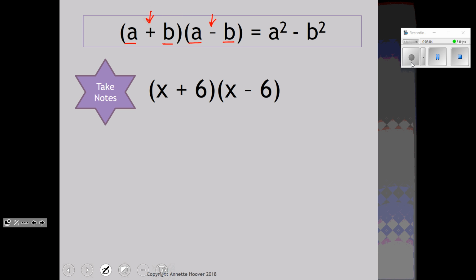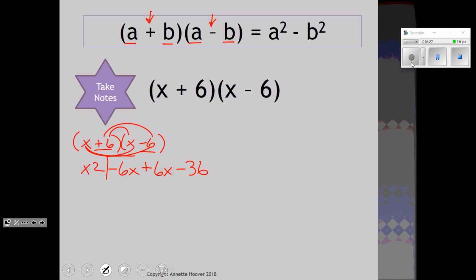Now, if we were to do this the long way, like we did yesterday, let's just see what happens and see how this shortcut works. If we did x times x, that would be x squared. X times negative 6 is a negative 6x. The inner terms right here, we have a positive 6x. And when we do our last terms, it's a negative 36 because you're multiplying a positive and a negative, and you get a negative. Here in the center, you will notice negative 6x plus a positive 6x are opposites. They become 0. So the middle terms are going to disappear.